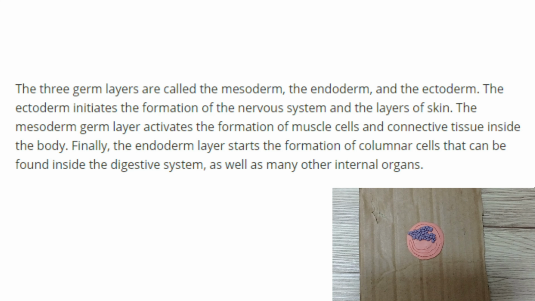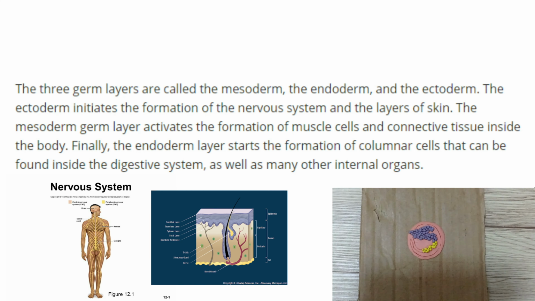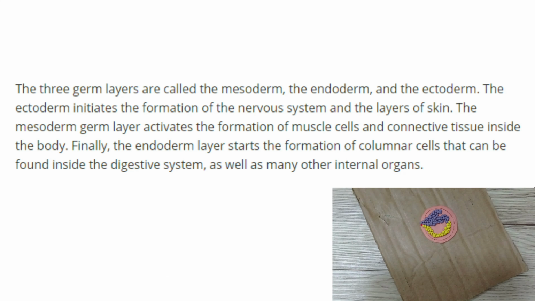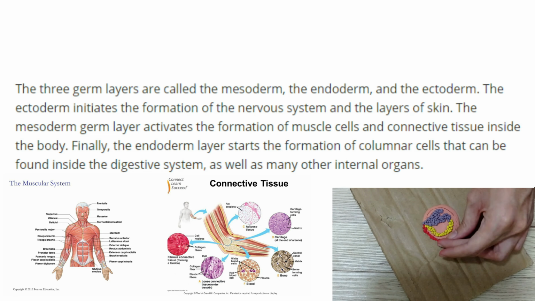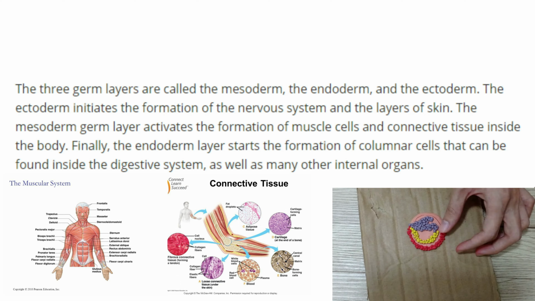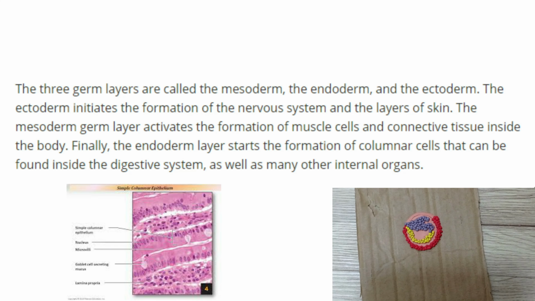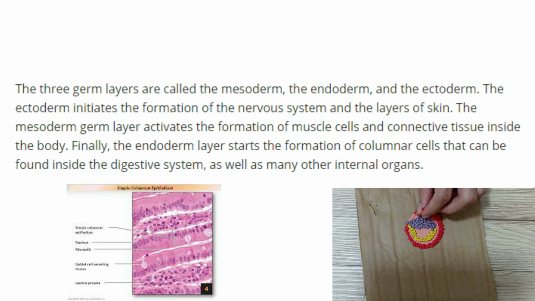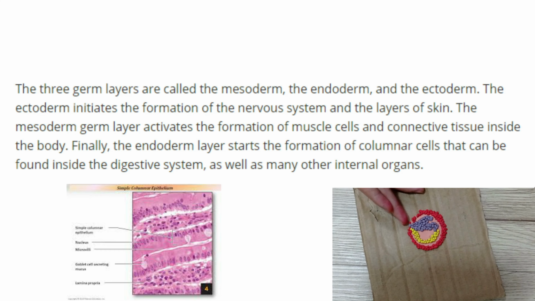The ectoderm initiates the formation of the nervous system and the layers of the skin. The mesoderm germ layer activates the formation of muscles and connective tissue inside the body. Finally, the endoderm layer starts the formation of the columnar cells that can be found inside the digestive system as well as many other internal organs.